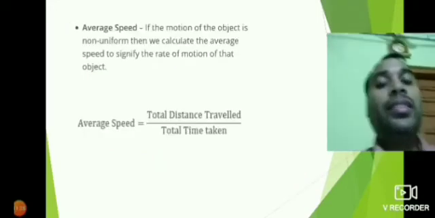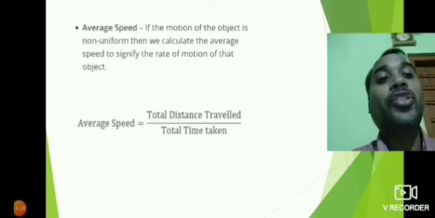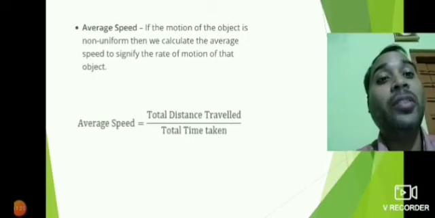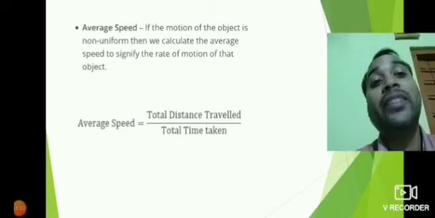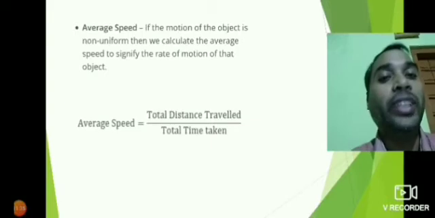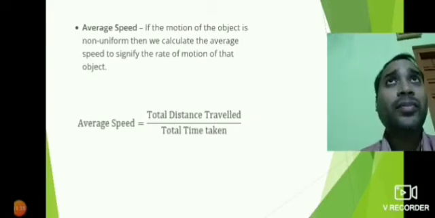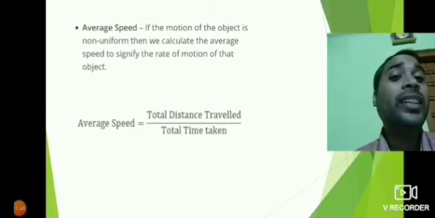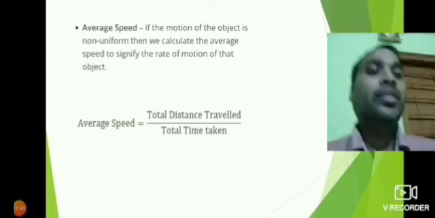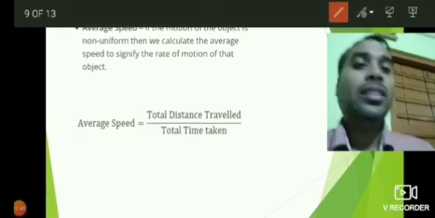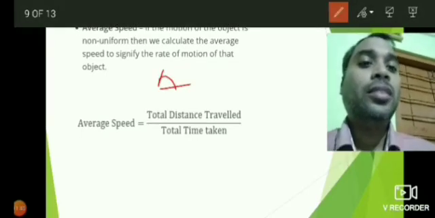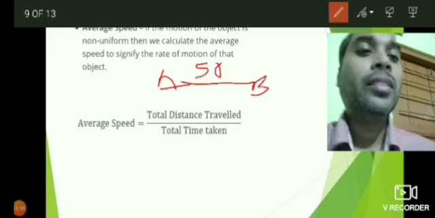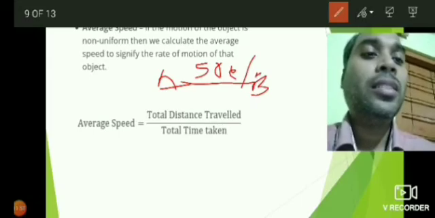Okay, so next, what is average speed? If the motion of an object is non-uniform, then we calculate the average speed to signify the rate of motion of that object. If the object moves with variable speed for its entire journey, then we have to find average speed in that case. So how can we say that? Now let us consider point A to point B. The object moves with 50 km per hour.